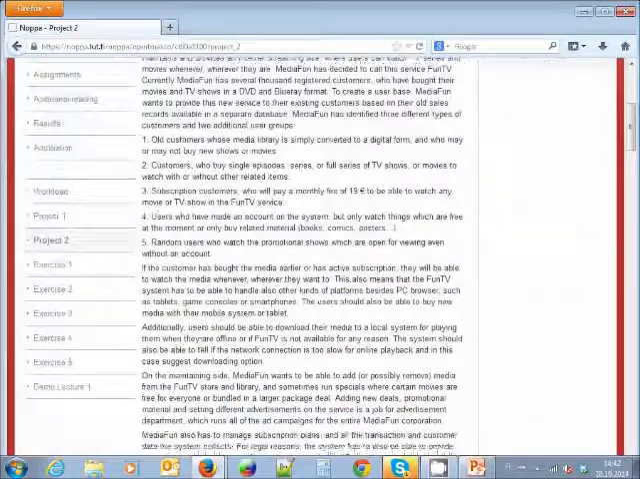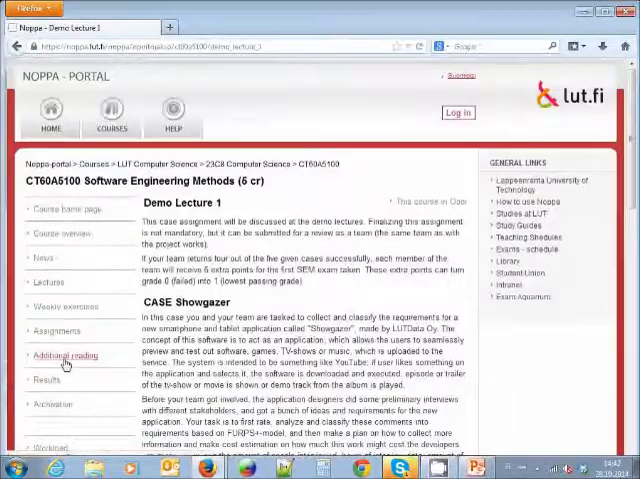But if you want to try the demo work, please go sit with your project team. And since we have more computers than we have teams, I think we don't have to do any restrictions, but at least one computer per group. And read the case description, demo lecture 1, showcaser, and start to do the classification work.